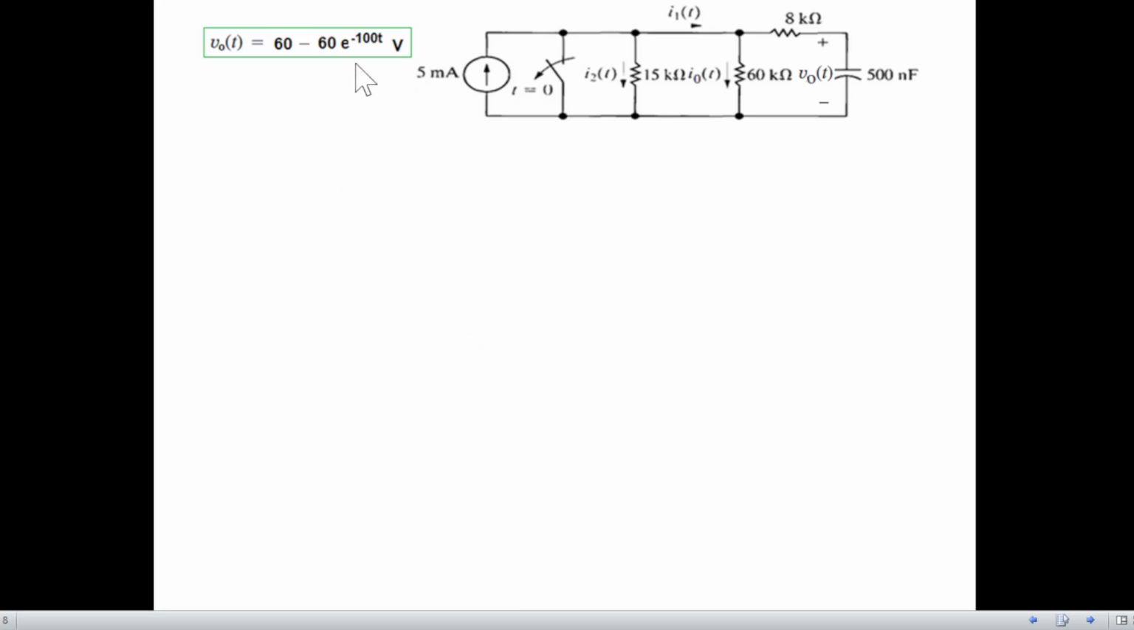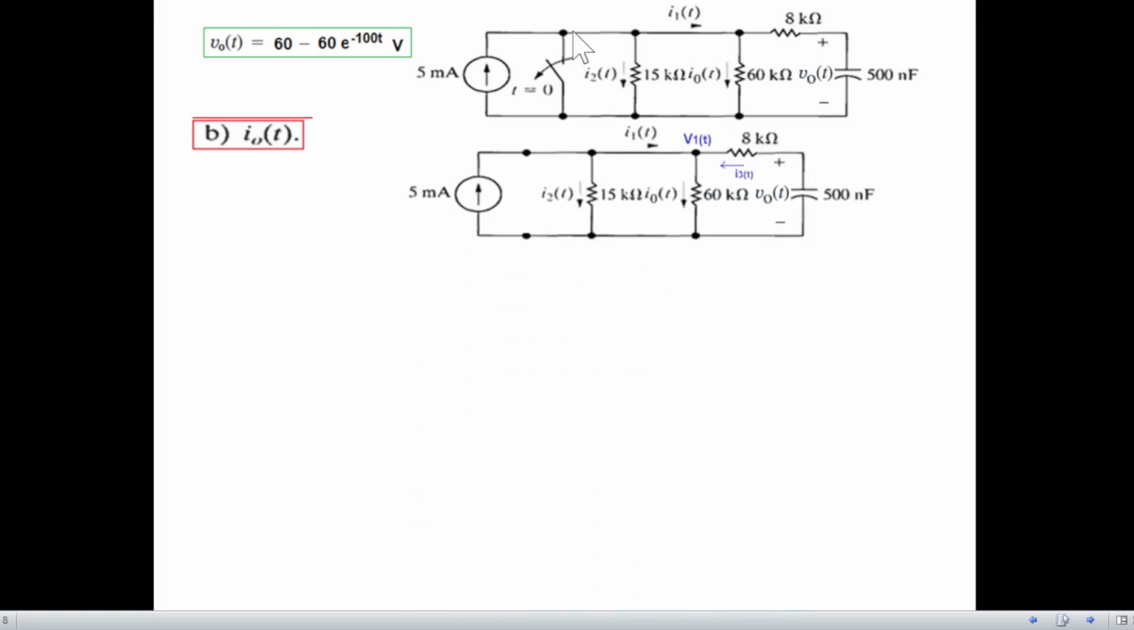Okay, so we were here, we have found V naught T. Then let's go to the part B. It says I naught T. Now this one we have to find for time T. Earlier we had found it for infinity time. Now we have to find it for any time T, I naught T.